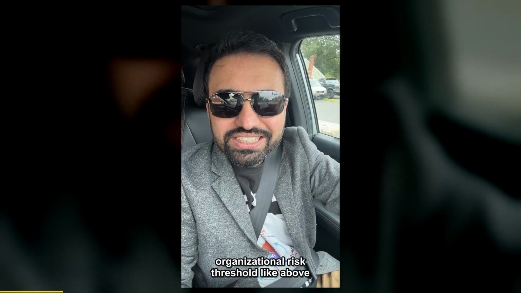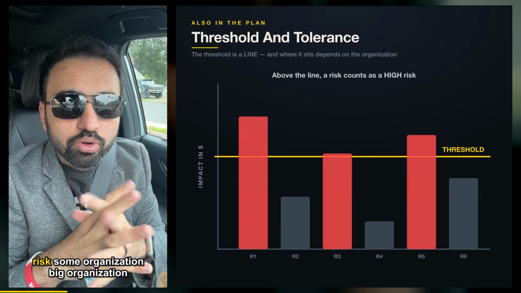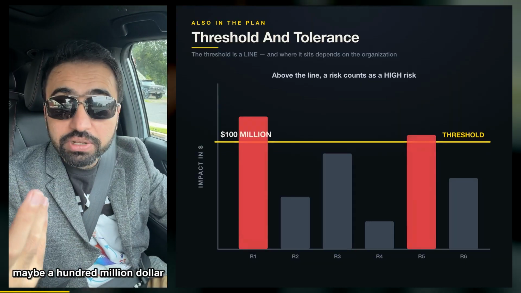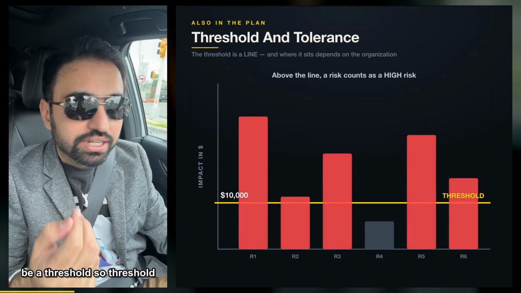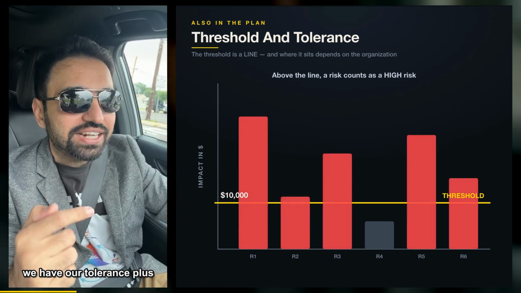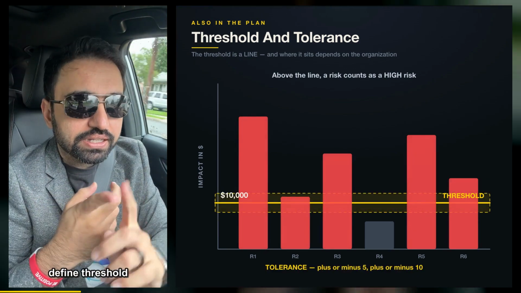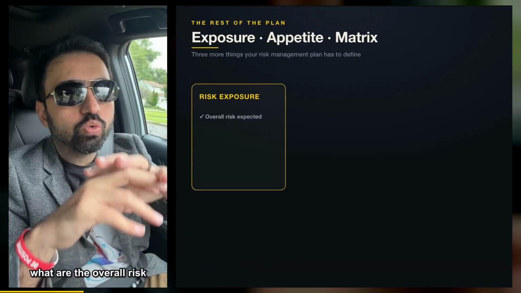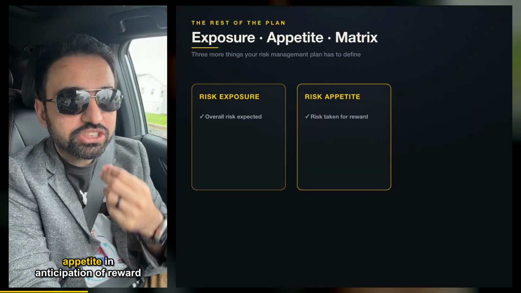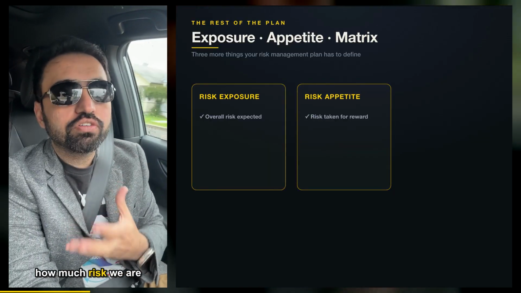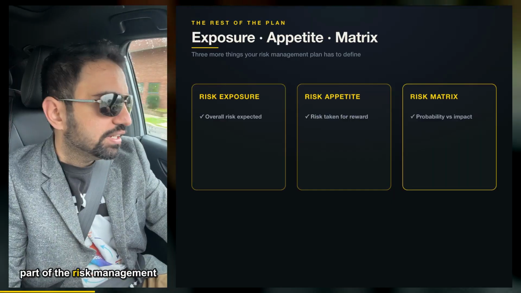Now, what is the organizational risk threshold? It is the level above which a risk is considered a high risk. For a big organization, maybe $100 million is a threshold. For a small organization, maybe $10,000 can be a threshold. So threshold is a line, and then we have a tolerance, plus or minus 5, plus or minus 10. Your risk management plan will define threshold and tolerance. Risk exposure: what are the overall risks that can be expected? Risk appetite: in anticipation of reward, how much risk we are willing to take. And of course, the risk matrix is a part of the risk management plan.